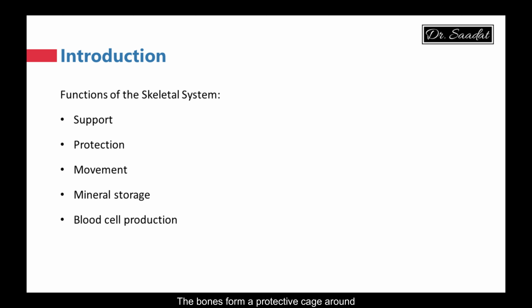Protection. The bones form a protective cage around vital organs like the heart, lungs, and brain. Movement. Bones act as levers that allow muscles to generate movement. Mineral storage. Bones store minerals such as calcium and phosphorus, which are essential for various bodily functions. Blood cell production. The red bone marrow in some bones produces red blood cells, white blood cells, and platelets.